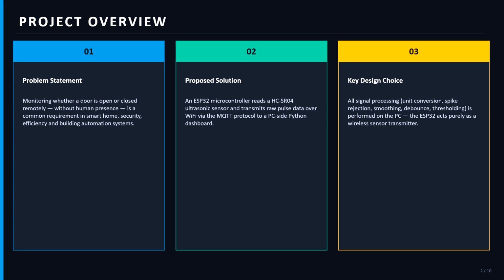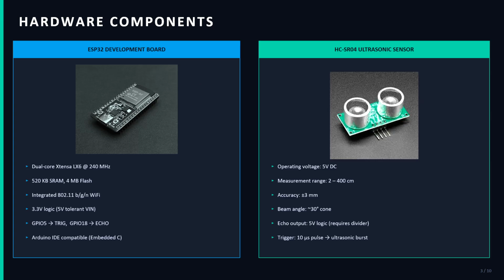What we did here is actually the key design choices. Here we chose to use the ESP32 microcontroller just as a Wi-Fi sensor transmitter. Everything operational, mathematical, code-based operations are happening on the PC side. Nothing is going on in the ESP32 except the sensor reading and raw sensor data transmission via the MQTT protocol.